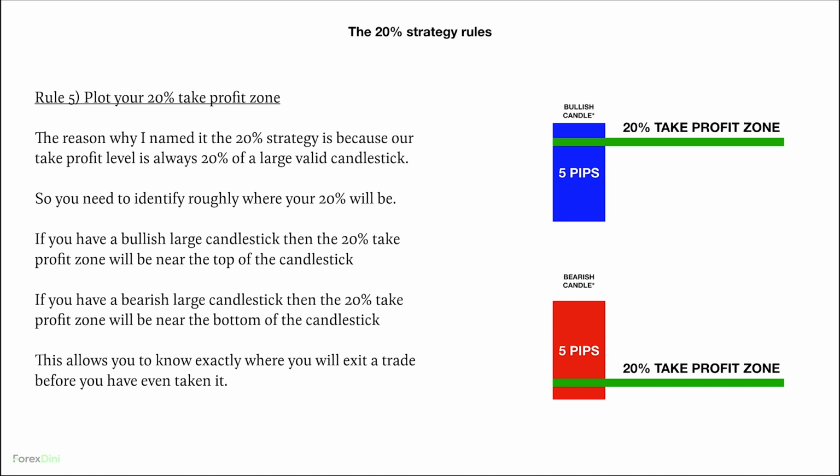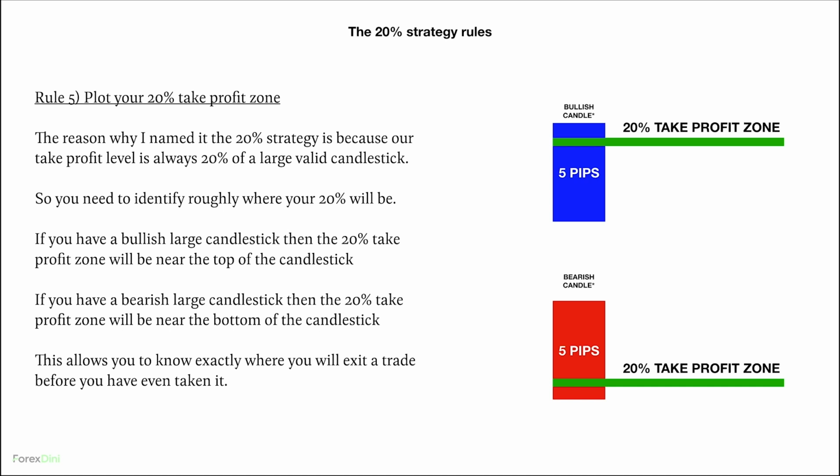The reason why I named it the 20% strategy is because our take profit level is always 20% of a large valid candlestick. So you need to identify roughly where your 20% will be. If you have a bullish large candlestick, then the 20% take profit zone will be near the top of the candlestick. If you have a bearish large candlestick, then the 20% take profit zone will be near the bottom of the candlestick. This allows you to know exactly where you will exit a trade before you have even taken it.